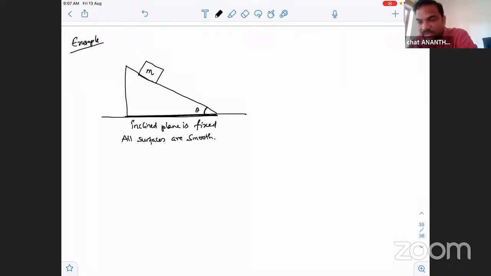If I release the block on the inclined plane, what happens to the block? The block will come down with what acceleration? What is the acceleration with which it will come down? With an acceleration of g sin theta.